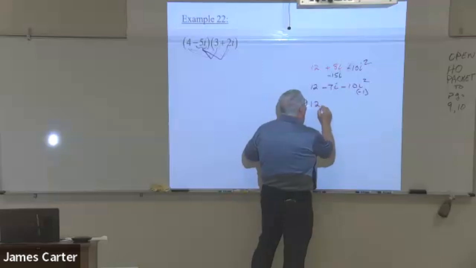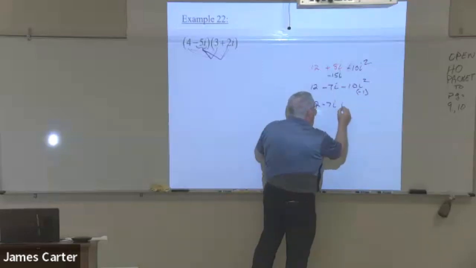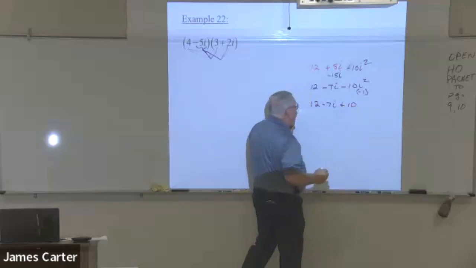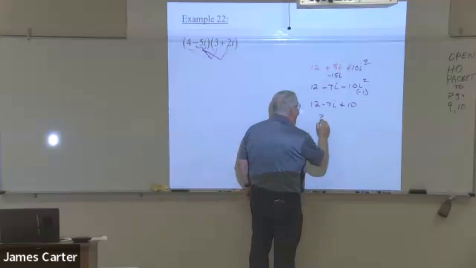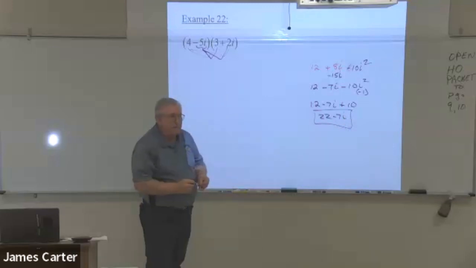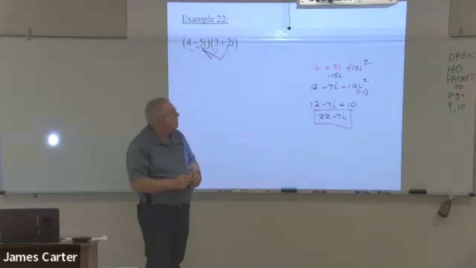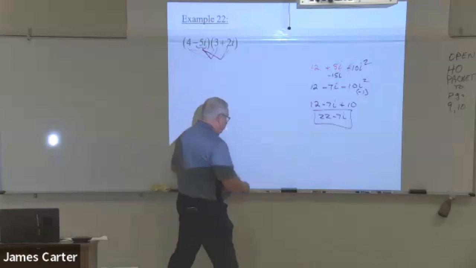So 12 minus 7i plus 10. Combine the 12 and the 10, get 22 minus 7i, done. All right, any question on this one? No? Okay.